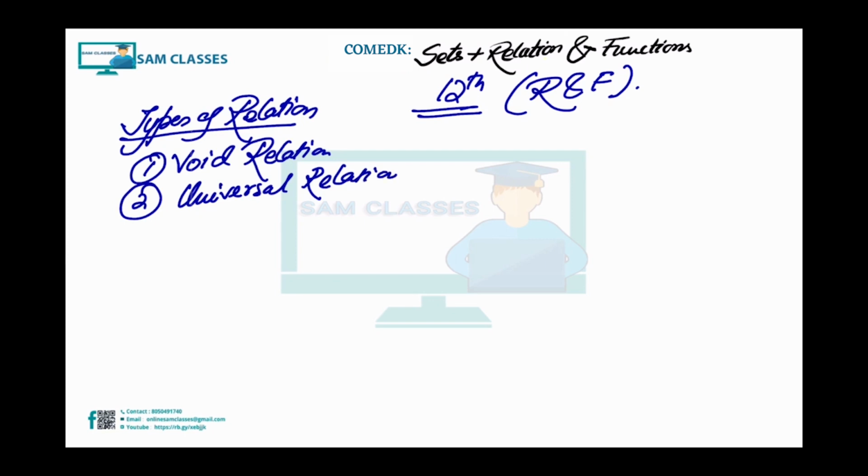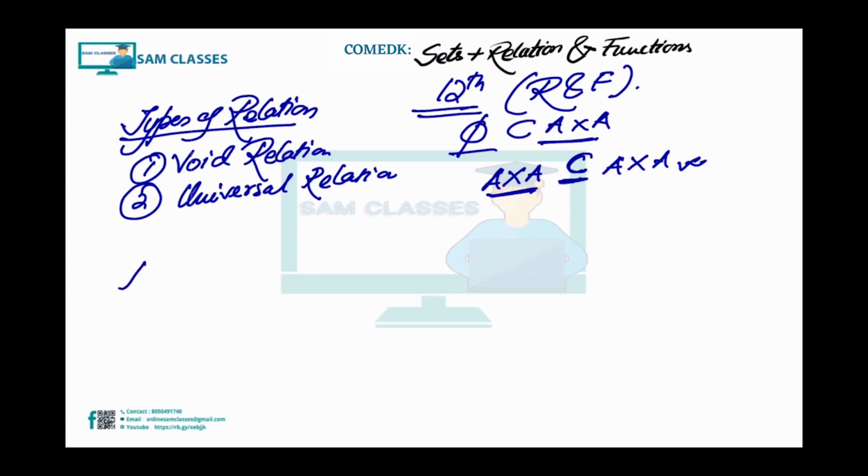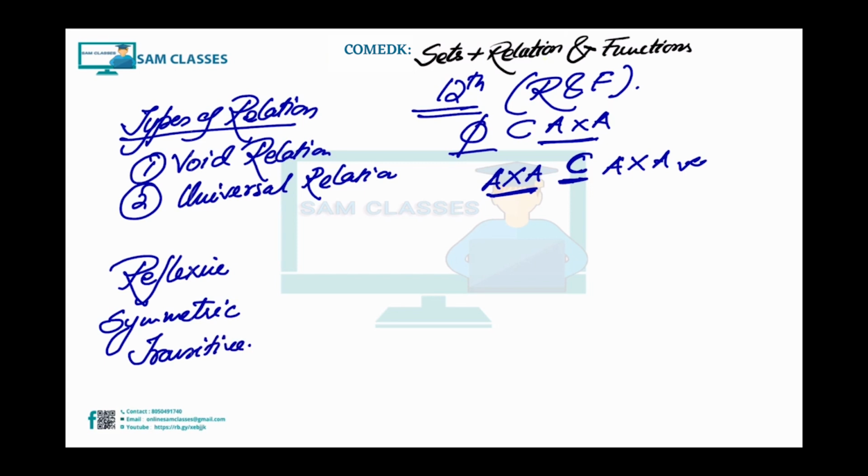So very simple, students. Void relation means, as we know, phi is a subset of every A cross A. And A cross A is also a subset of A cross A, equal to A cross A. So this becomes a universal relation for A cross A, and phi becomes a void relation for A cross A. Clear. So that is a pretty simple thing. Now, most important, here we need to understand what is reflexive, symmetric, and transitive. Students, you need to understand what it is and what you understand by it. So that is more important.